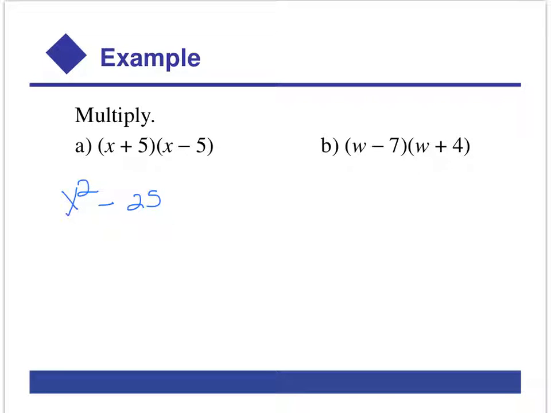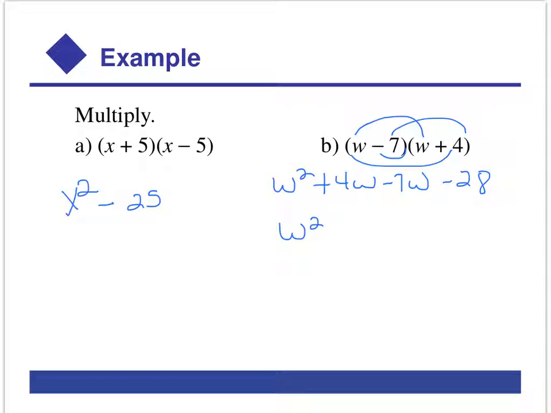What do you notice about this one? They're completely different except for the W, so I'm going to FOIL. So first, outer, inner, and then last. So then I'm going to gather like terms, and you are done.